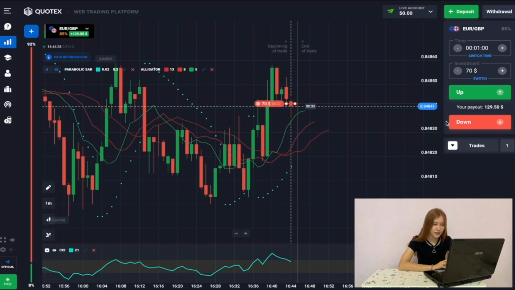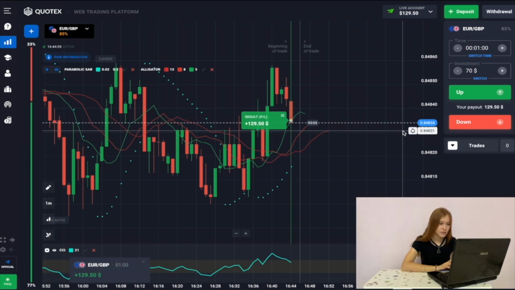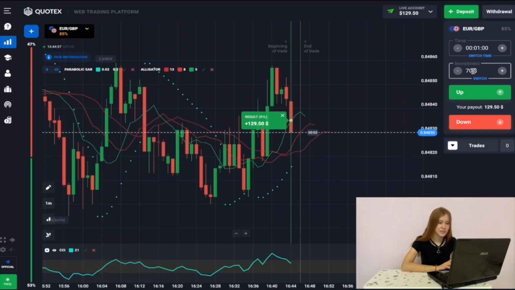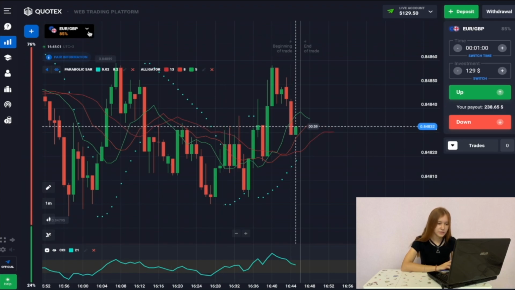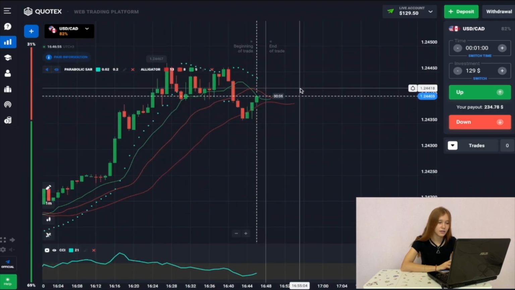So now we are waiting for red candles to successfully close our deal. And let's wait for the ending. So we perfectly closed our deal and continue trading on another currency pair where the volatility is less high.